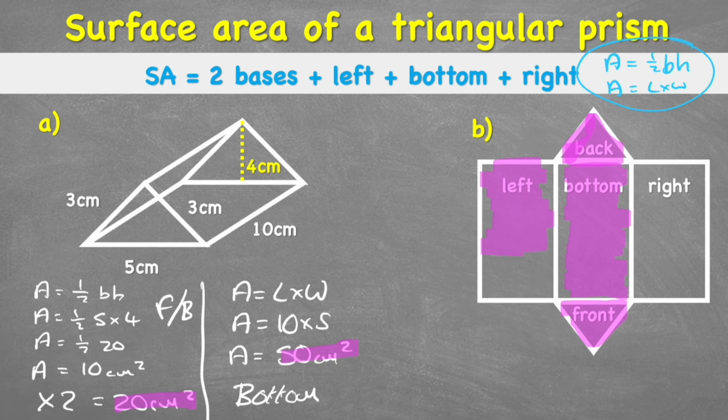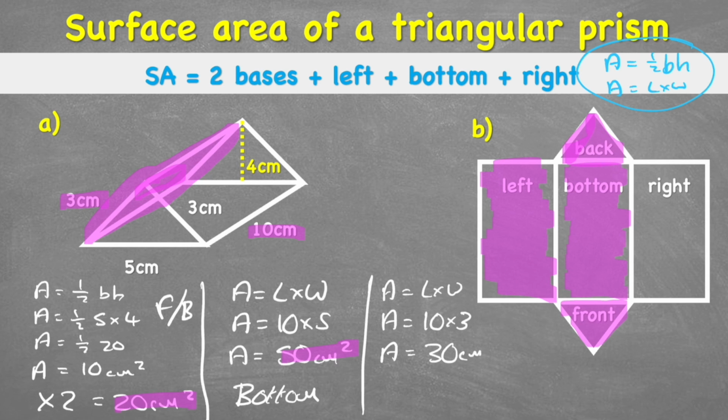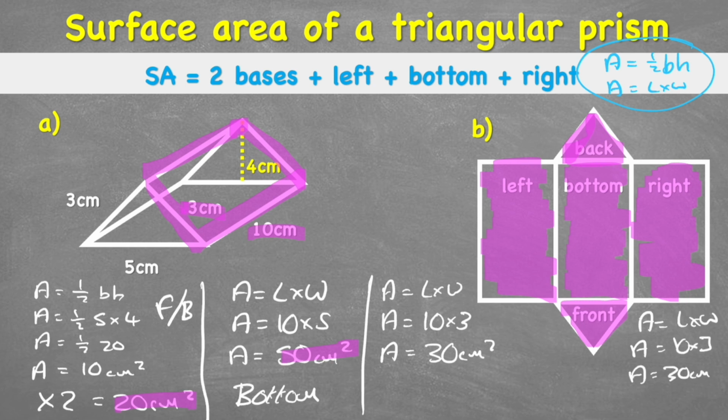Now let's look at the left rectangle face, and I can see that's this one just here, and I can see that that's going to be using the 3 centimeters and the 10 centimeters. So my left is going to be area equals length times width, or area equals 10 times 3, therefore area equals 30 centimeters squared. Let's do our final rectangle, this right hand panel, which will be this panel just here, and I can see I'm using the 10 and the 3 again, but a different 3. So now I would have area equals length times width, area equals 10 times 3, area equals 30 centimeters squared.